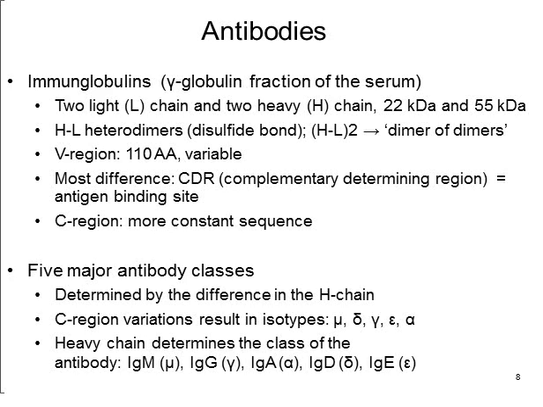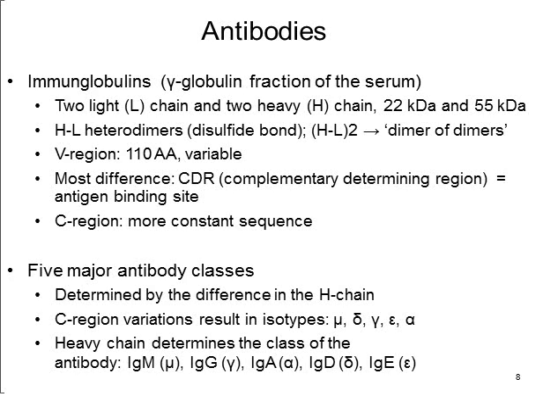In the humoral response, the key effector here are the antibodies. Antibodies are immunoglobulins, and we find the gamma globulin fraction of the serum contains these compounds. Antibodies consist of 2 light or L chains and 2 H heavy chains, 22 kilodaltons and 55 kilodaltons in size respectively. They form heavy and light chain heterodimers with disulfide bonds. And we actually have a situation here called the dimer of dimers, as we have 2 heavy and light chain dimers bound together.